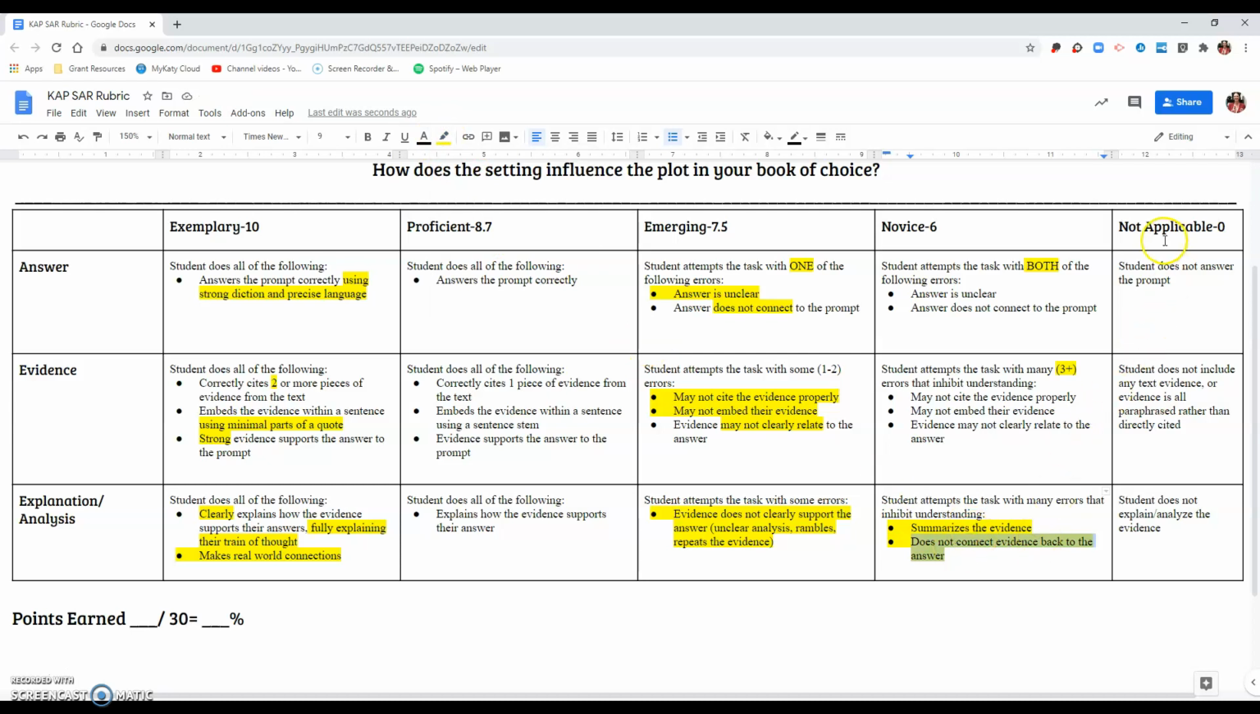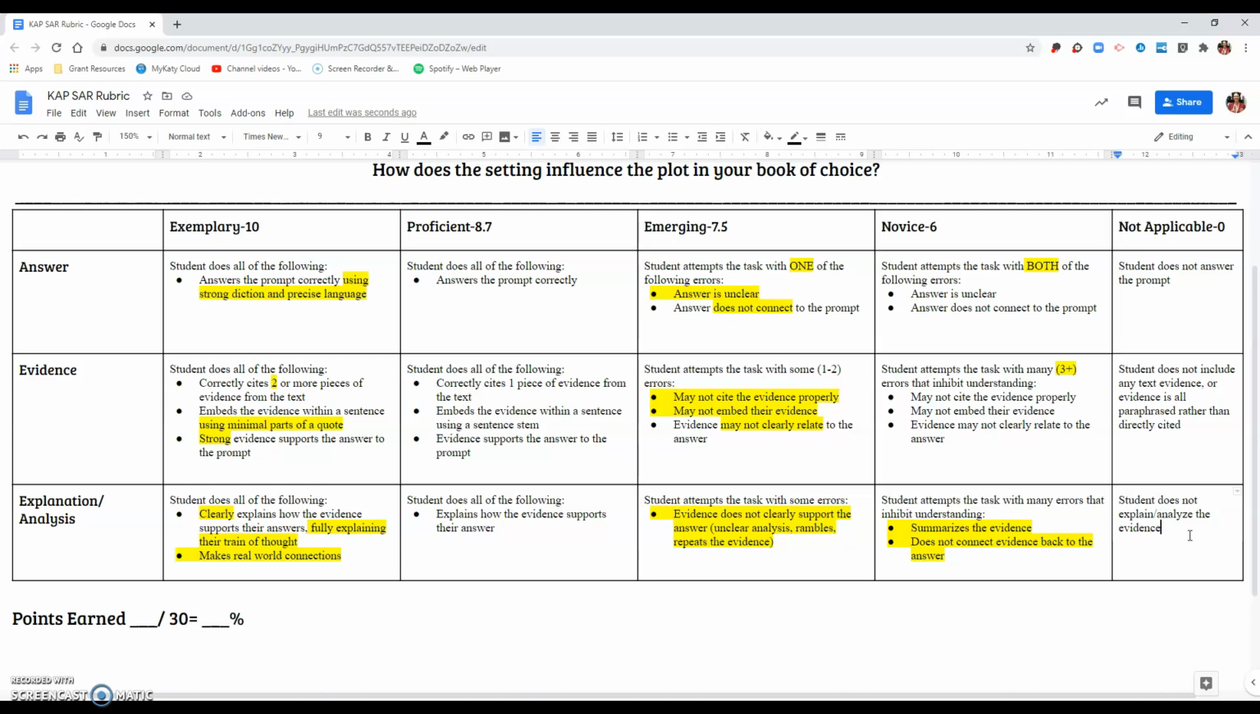And finally, in not applicable, that means that you just didn't do it. You didn't answer the question. Or you didn't give me any text evidence at all, and you didn't explain the evidence. So typically when we see this not applicable, these are the responses that have been turned in that are only 1 sentence long. Remember, we're asking you to write a paragraph. So for you to get not applicable, you just didn't do the work, and you will have to redo the assignment.